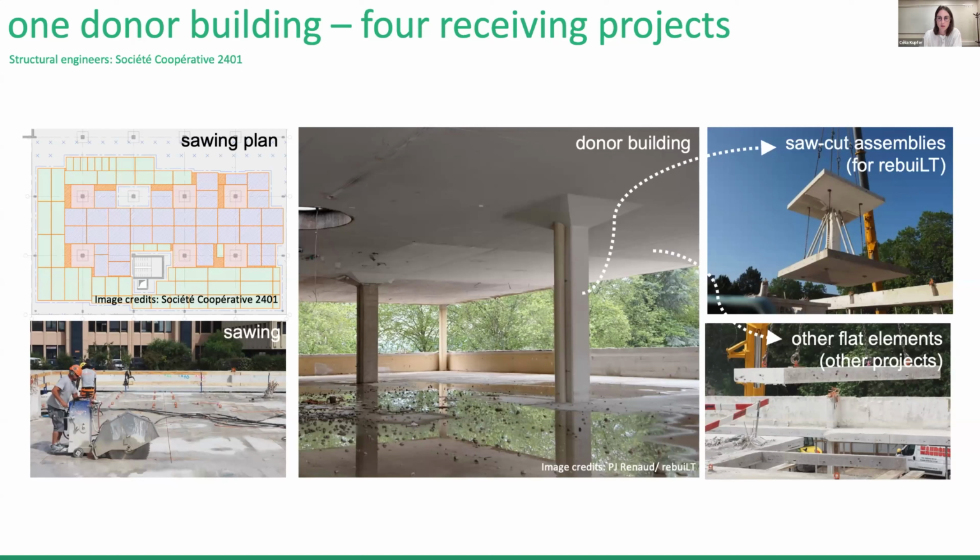Its structure was made of pre-stressed flat slabs on a grid of mushroom columns. The Rebuild Pavilion was a catalyst for 3 other projects which reused flat elements also sourced from this donor building. An engineering office, the Société Coopérative 2401, coordinated the operations.